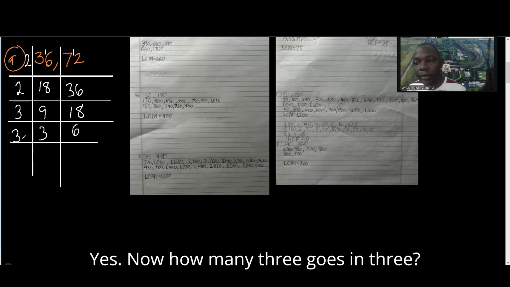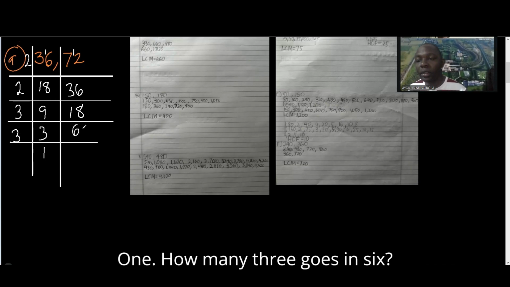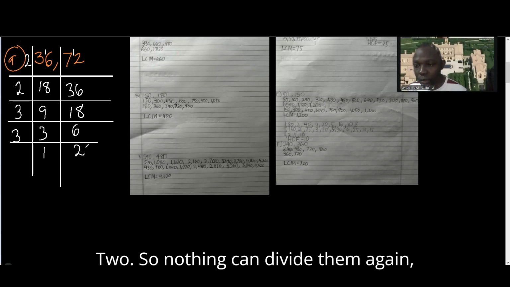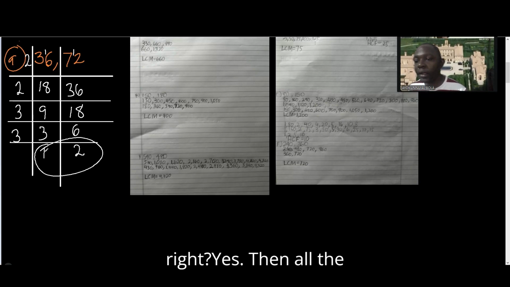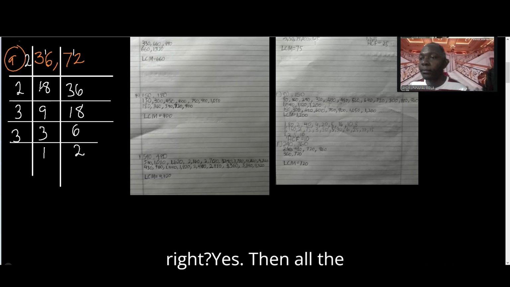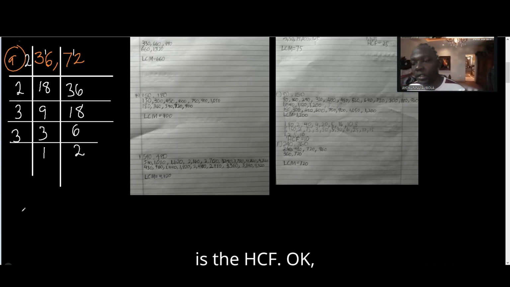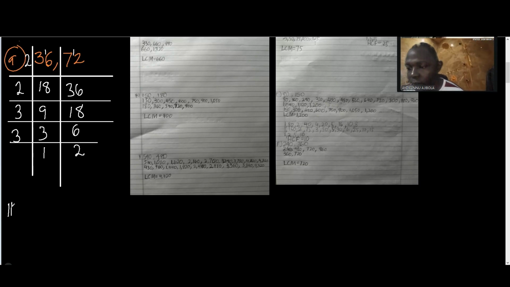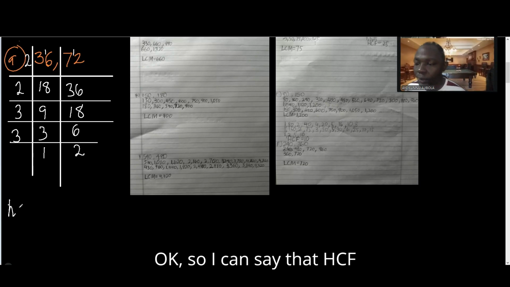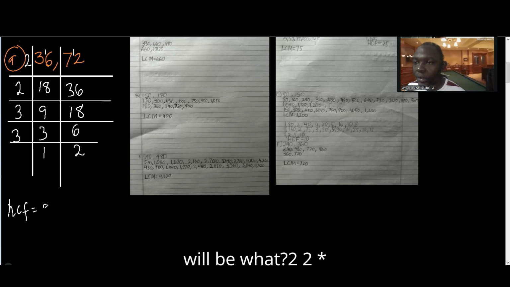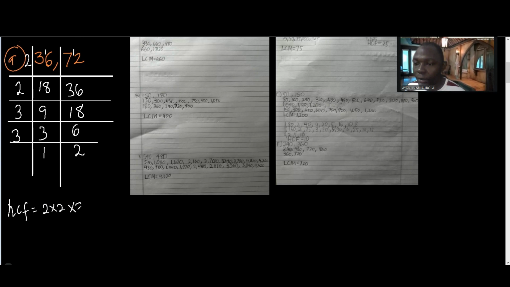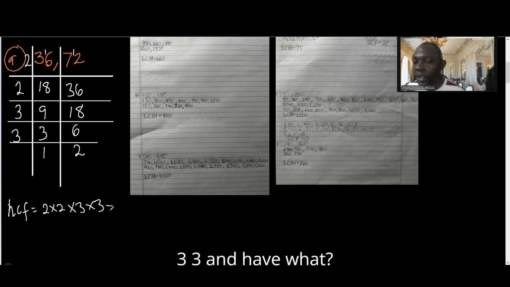Yes. Now, how many 3 goes in 3? 1. How many 3 goes in 6? 2. So nothing can divide them again, right? Then all the answers you've gotten hitherto, the product is the HCF, okay? So I can say that HCF will be what? 2 times 2 times 3 times 3.